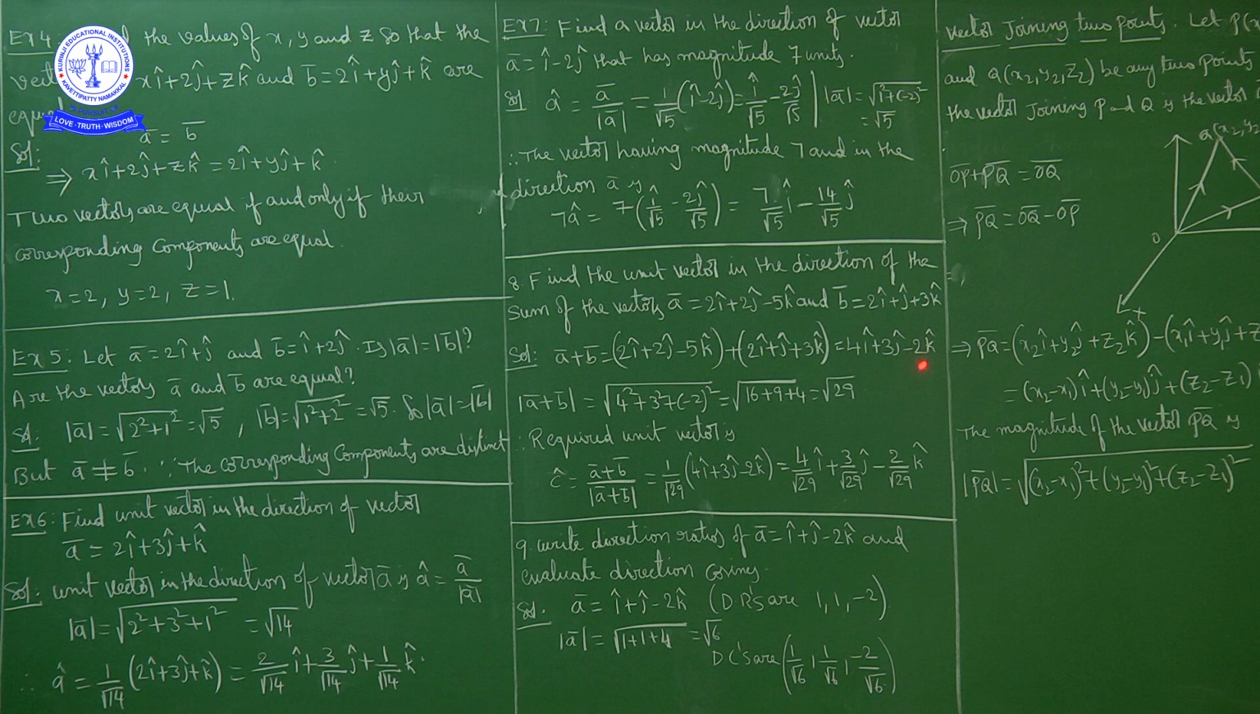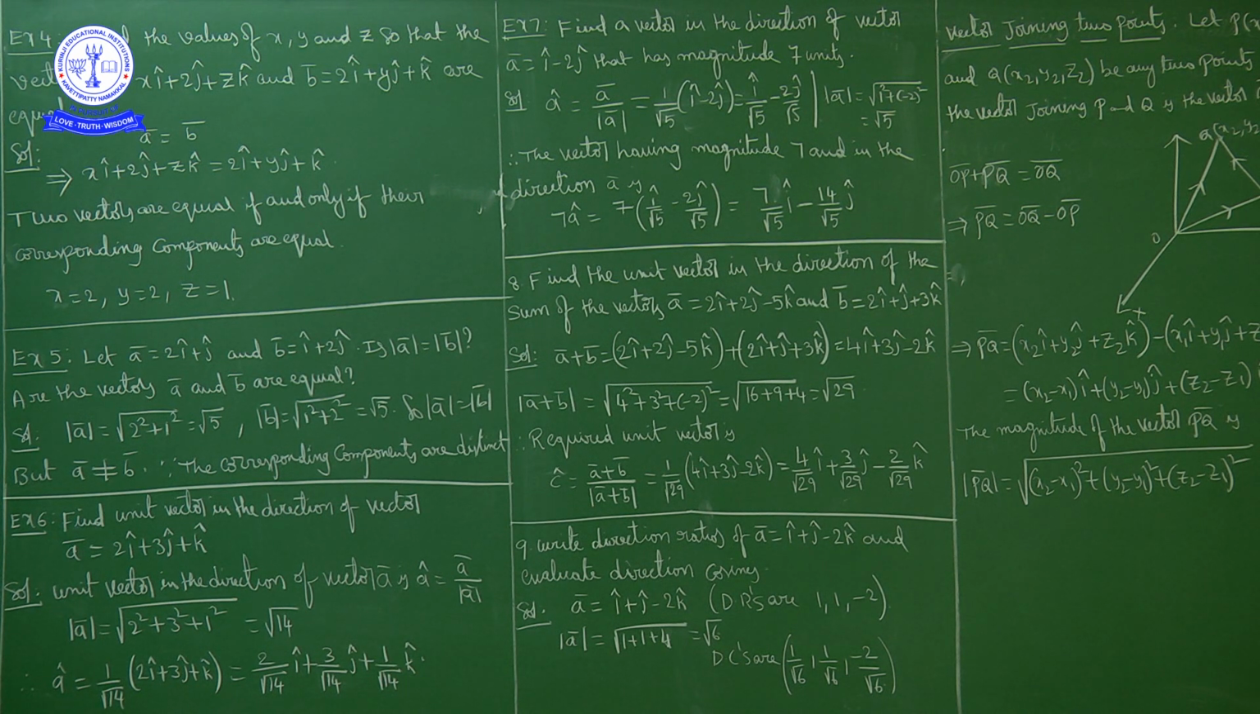A bar plus b bar is 4i cap plus 3j cap minus 2k cap. The magnitude of a bar plus b bar is the square root of 4 squared plus 3 squared plus minus 2 squared, that is 16 plus 9 plus 4, the square root of 29. Now if we consider the sum of the vectors a bar plus b bar as c bar, the unit vector is c cap, that is a bar plus b bar divided by the magnitude of a bar plus b bar.